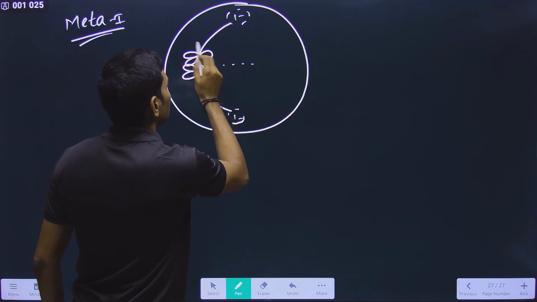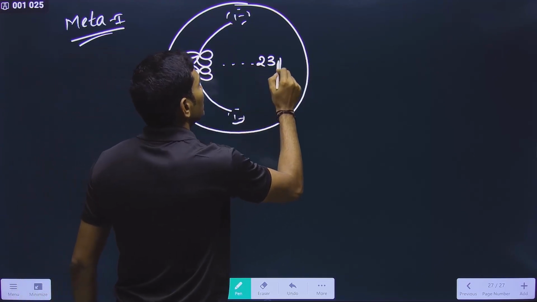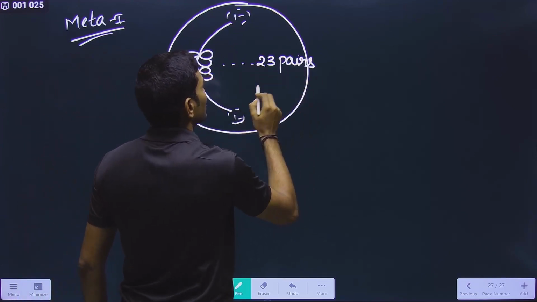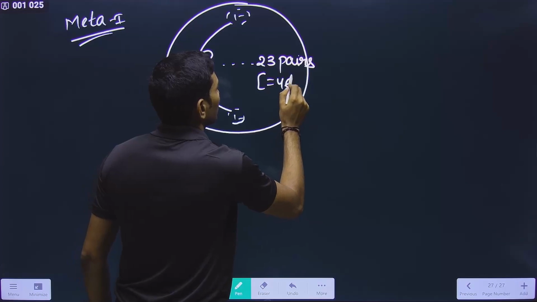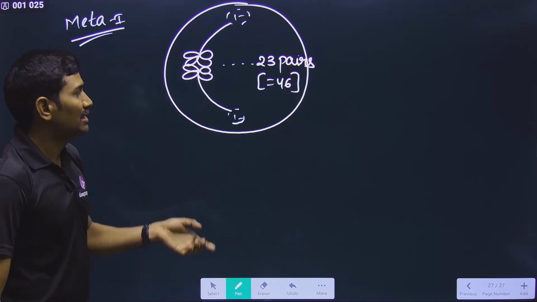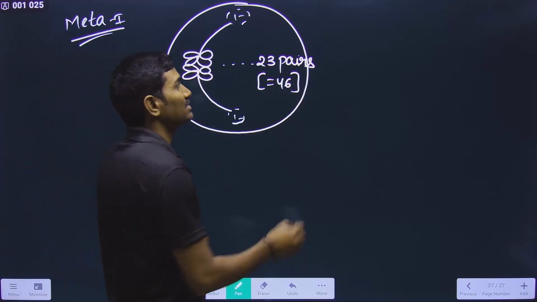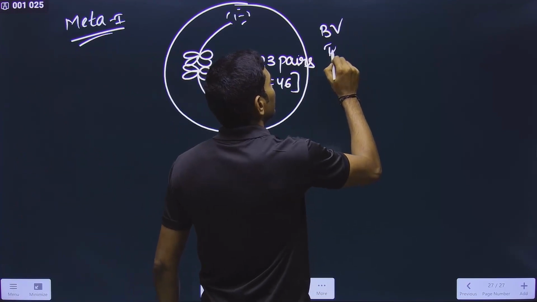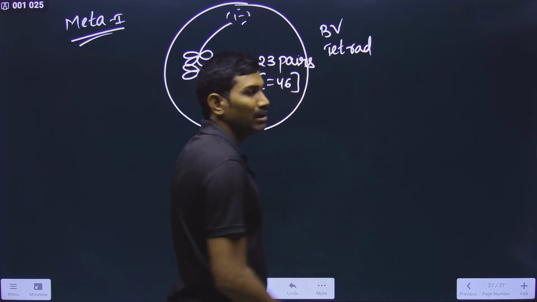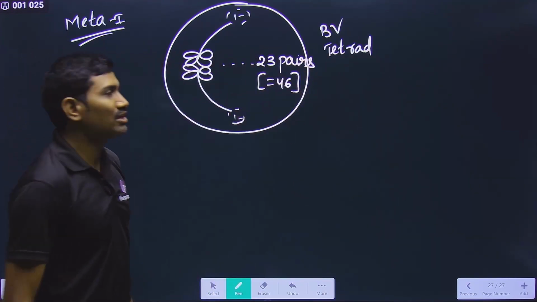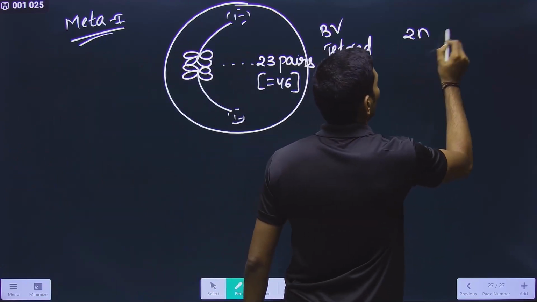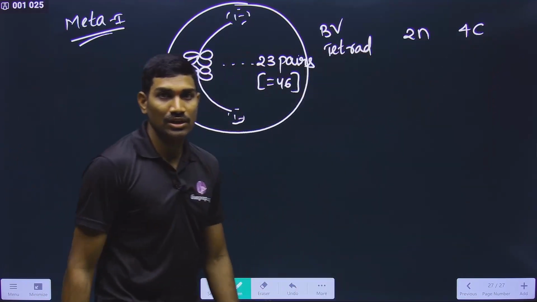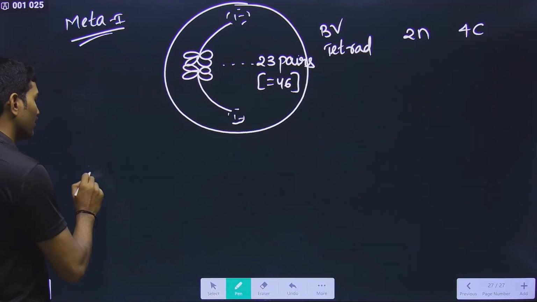Pairs are aligned. How many pairs? This is one pair. Like this, a total of 23 pairs are aligned at the metaphase plate or equatorial plate. But the number of chromosomes, if you see, is 46. So here also they are still attached, so it is bivalent condition, tetrad condition. And what is the ploidy here? Ploidy is 2n, C-value is 4c. Understood or not? This is metaphase 1.